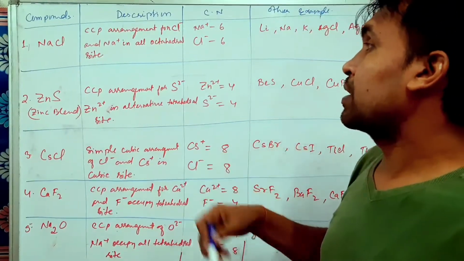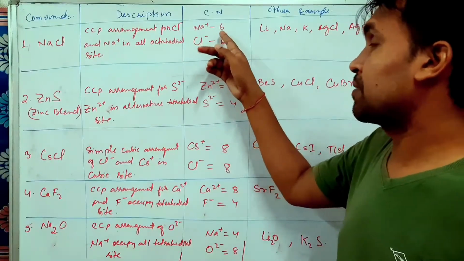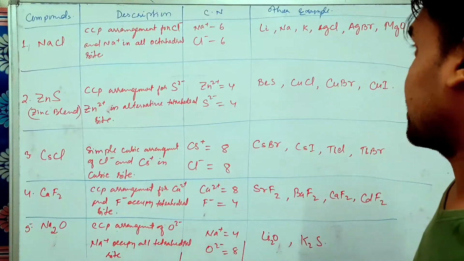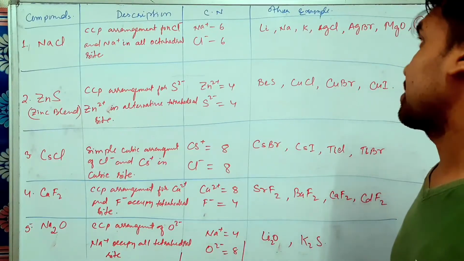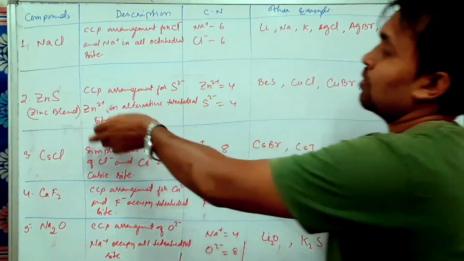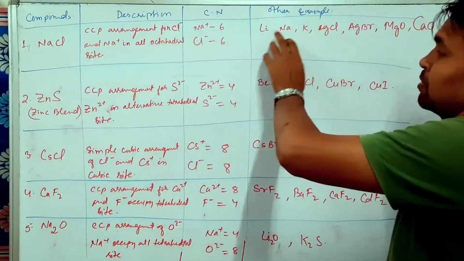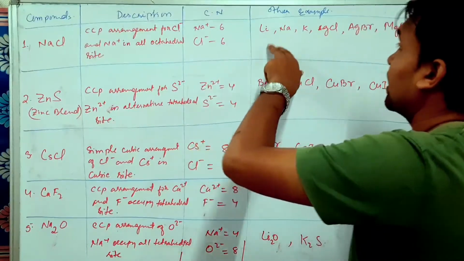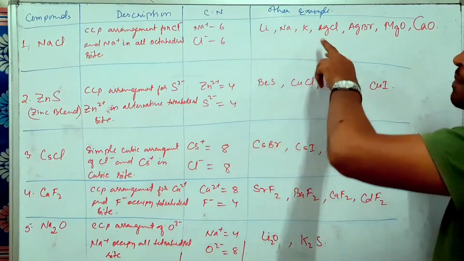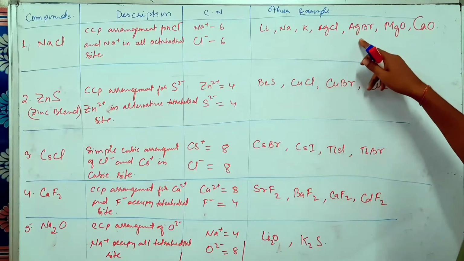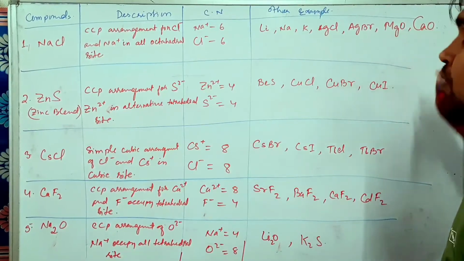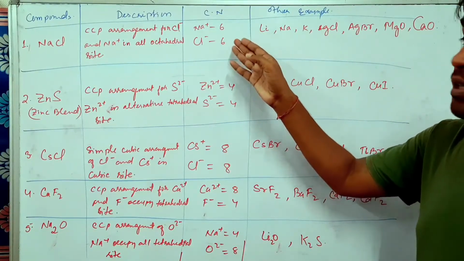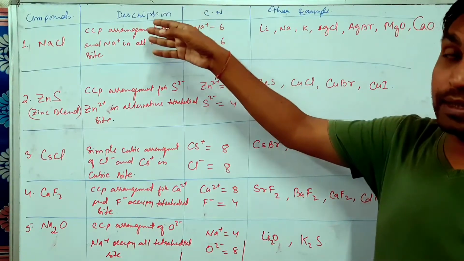Next, what will be the coordination number? The coordination number of Na positive is 6 and of Cl negative is 6. This question has been asked 2 or 3 times in your board examinations, state board as well as CBSE. Other examples which have the same kind of coordination numbers and descriptions are Li, Na, K plus, AgCl, AgBr, MgO, CaO. All these compounds have this kind of structure, coordination number and arrangement.